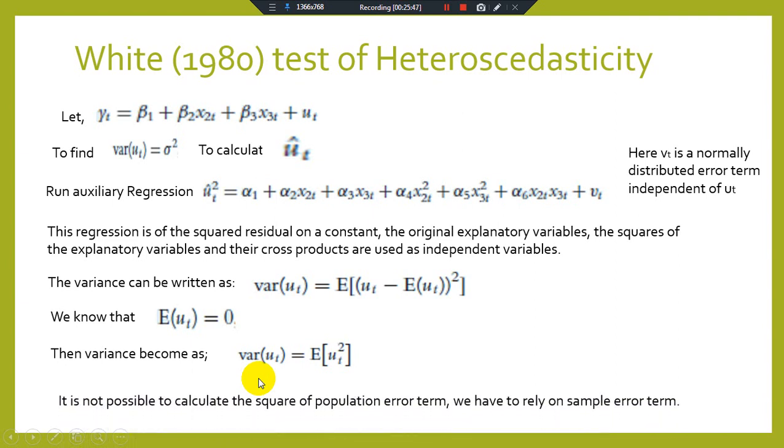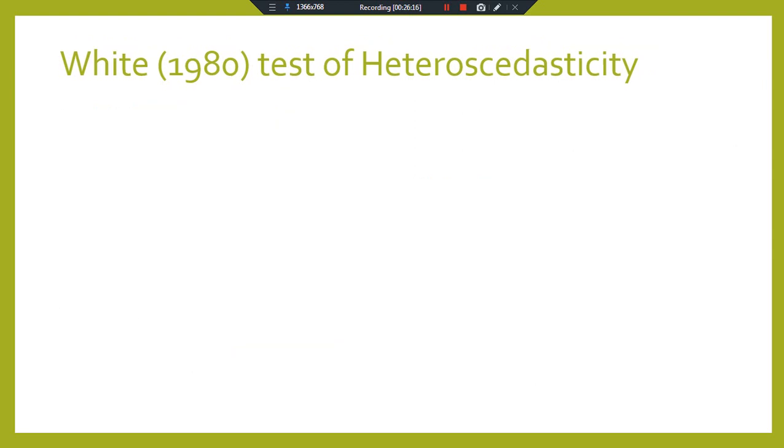Keep it in mind that in econometrics, or in diagnostic tests especially, we cannot find the scale of the error for the population. So we have to rely on sample error terms. So that's more important, that we have to make the heteroscedasticity or homoscedasticity decision on the basis of the sample error.